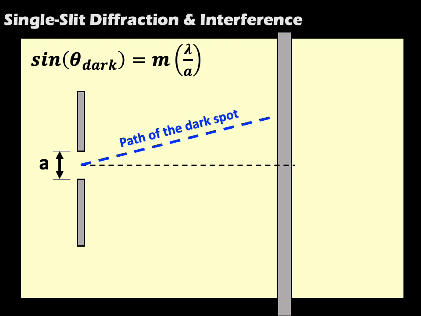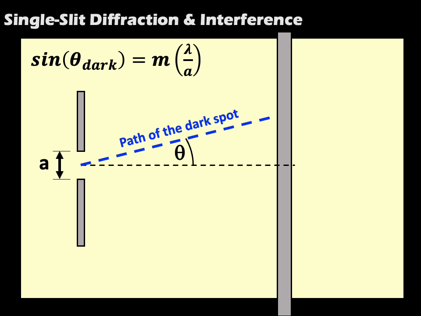So we're going to see a dark spot along that path, and that will form an angle. So we'll have that black dashed line that represents the middle of this pattern we're going to see. And then there will be a dark spot where that blue, thicker dashed line meets.